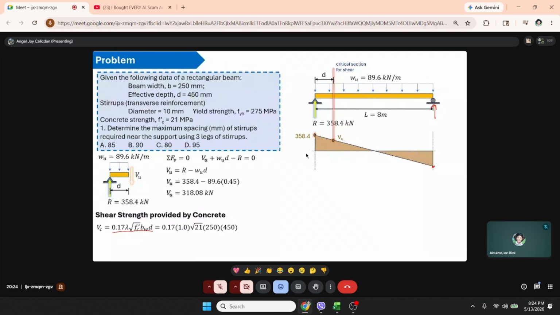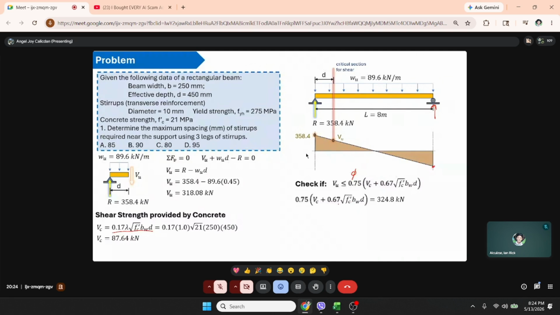And beam width 250 times effective depth of 450. So we have VC is 87.64 kilonewton. And we also need to check in the code that VU should be less than or equal to VC plus 0.67 square root of FC prime BWD. We need to check if the dimension is adequate.